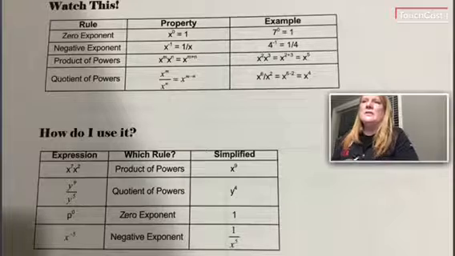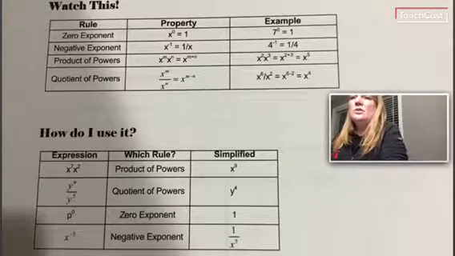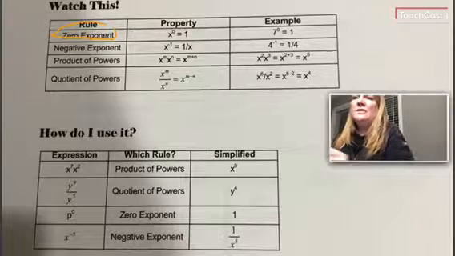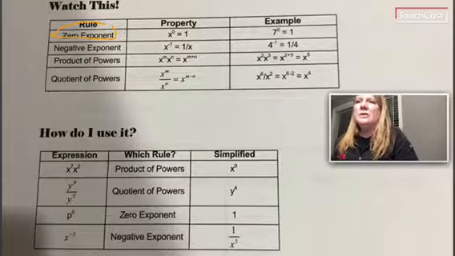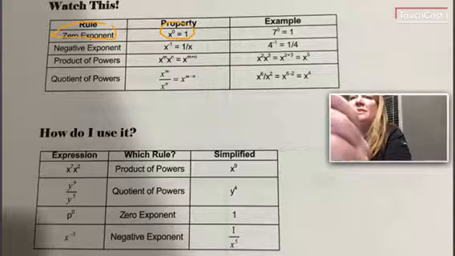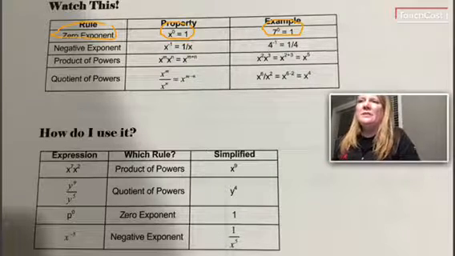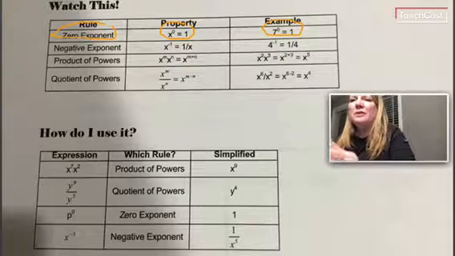So we're going to start with the basic rules, and the first is the zero exponent rule. And what that says is anything raised to the power of 0 is 1. So x raised to the power of 0 is 1. 7 raised to the power of 0 is 1. Anything raised to the power of 0 is going to be 1.